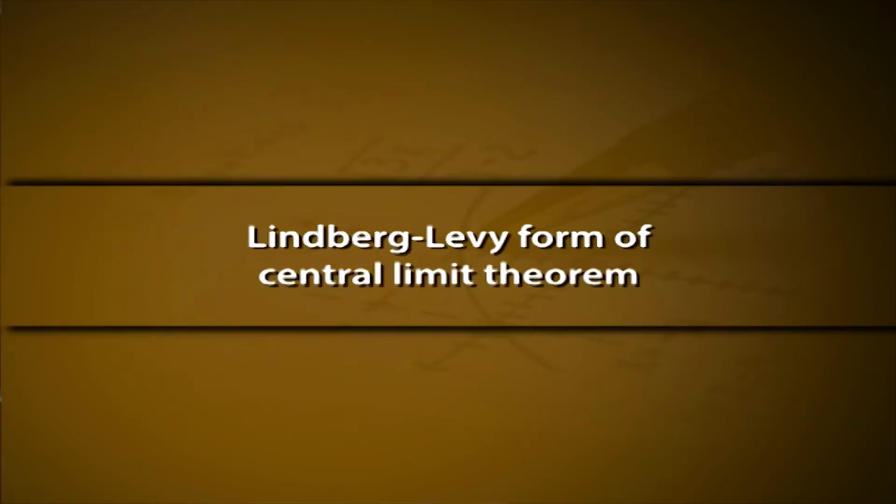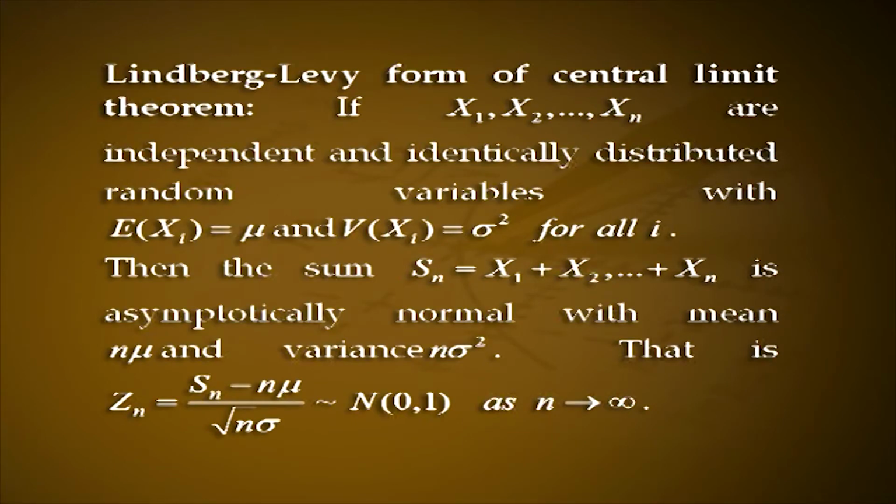Lindeberg-Levy form of central limit theorem. If X1, X2, etc., Xn are independent and identically distributed random variables with the expectation of Xi equal to mu and variance of Xi equal to sigma square for all i, then the sum Sn equal to X1 plus X2, etc., plus Xn is asymptotically normal with mean n mu and variance n sigma square. That is, Zn equal to Sn minus n mu divided by root n into sigma follows N(0,1) as n tends to infinity.